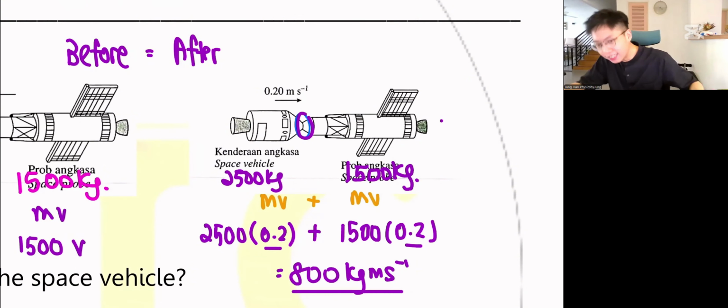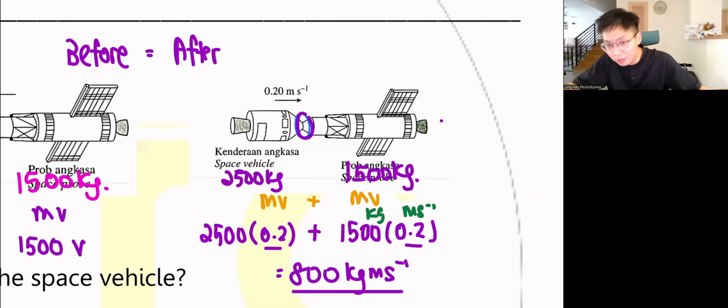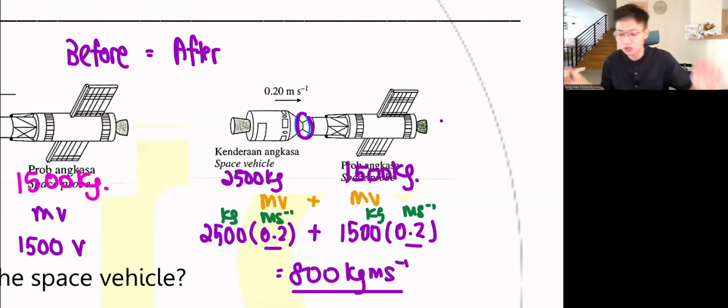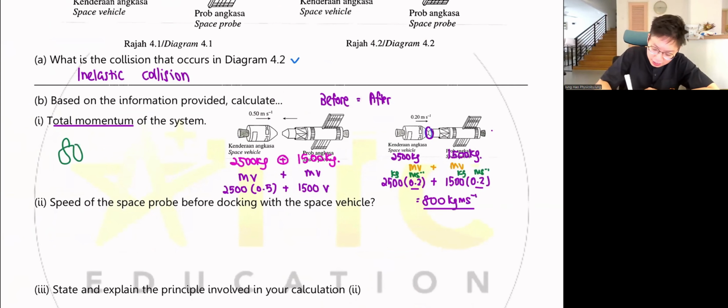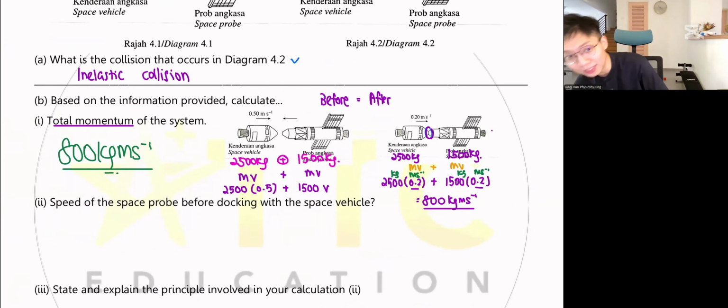Why is it kg meter per second? Because when we calculate momentum, it's very obvious: we use kg, we multiply by meter per second. So when I put them together, it becomes kg meter per second. So the total momentum of the system will be 800 kg meter per second.